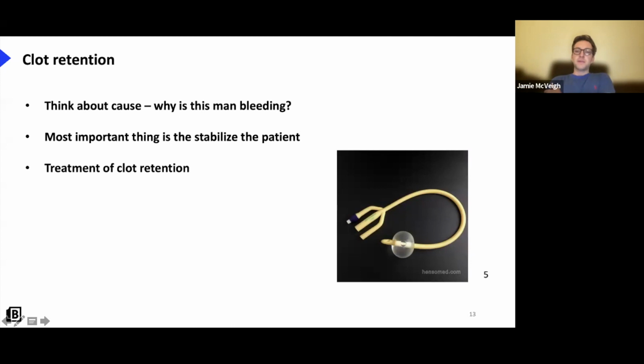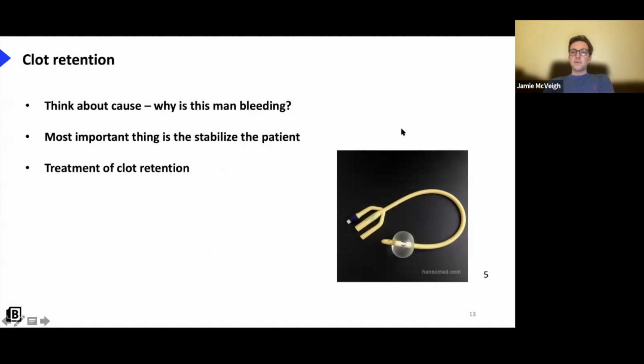So first of all, think about why he's bleeding. It's probably going to be the bladder cancer that's causing blood in his urine, causing his hematuria. But there are a number of causes. People can have subsequent prostate cancers as well. He may have had radiation in the past and have a radiation cystitis, which is causing it. He may have a completely unrelated cause for his hematuria. So just be aware of that. Stabilize the patient, as we've spoken about. And then the treatment of clot retention.